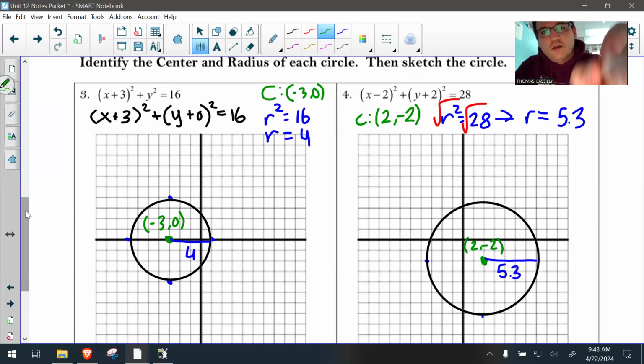So again, one thing to keep in mind is this +3, that's a liar, right? It should be the opposite one. So that's why we have the -3 there.